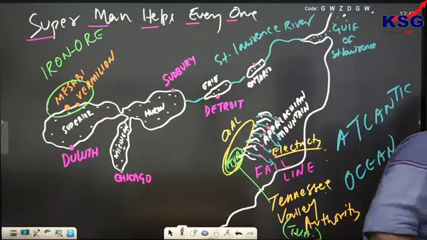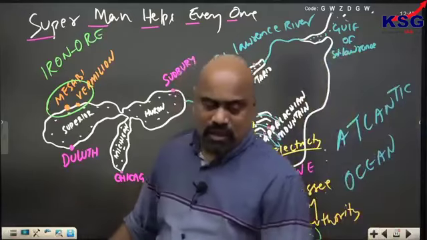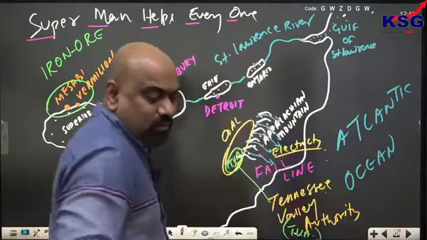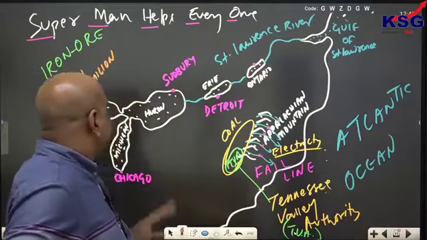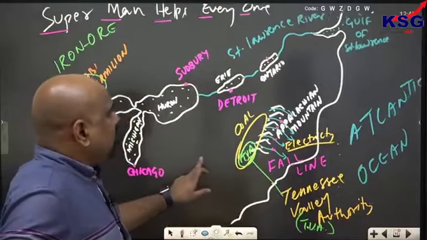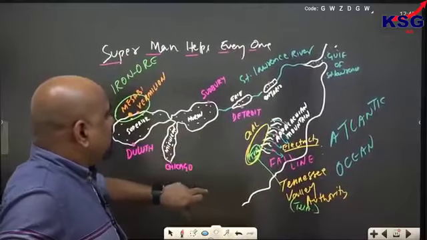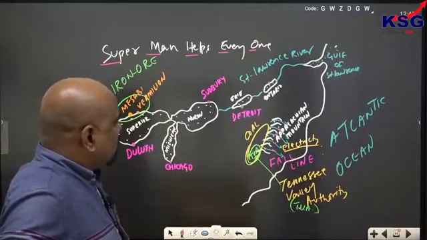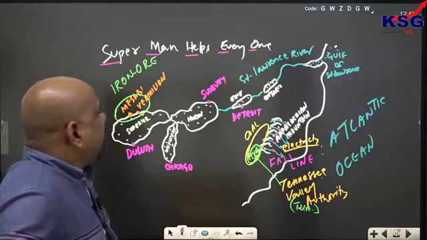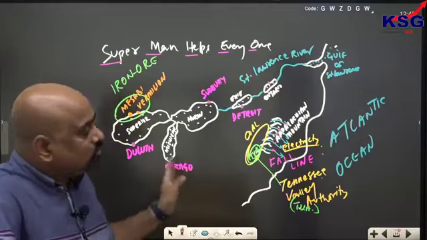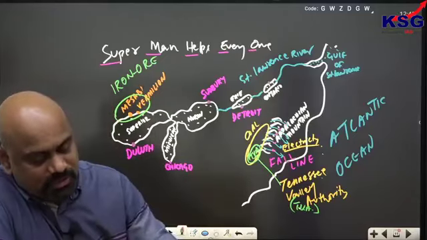Look in your atlas a little. You will be able to find these things in your atlas. Please look at your atlas. You will find all of those. Okay, again I am saying, found it. I said Superman Helps Everyone: Superior, Michigan, Huron, Erie, Ontario.